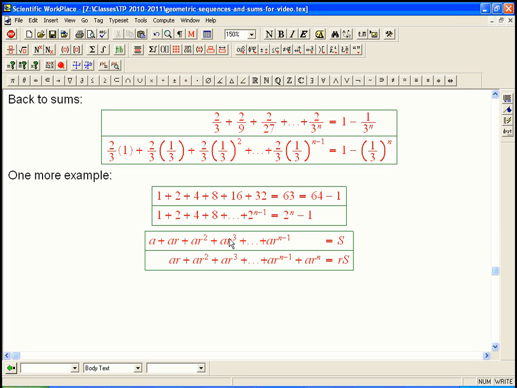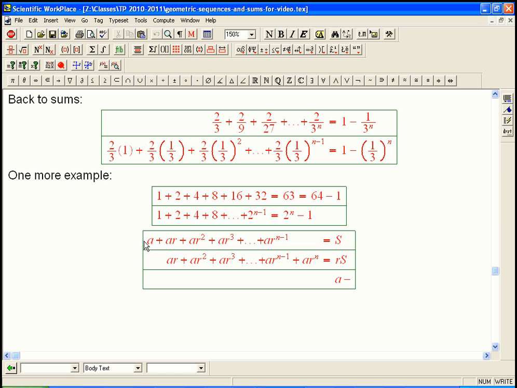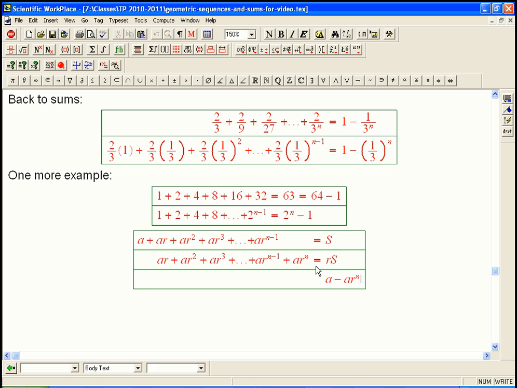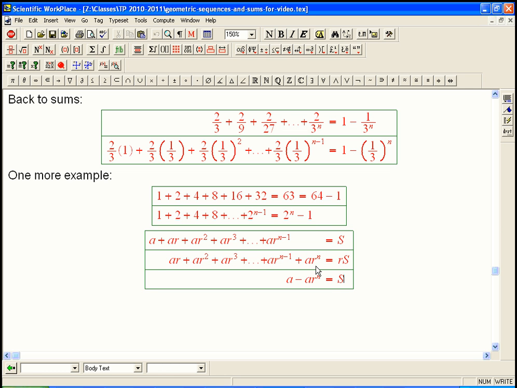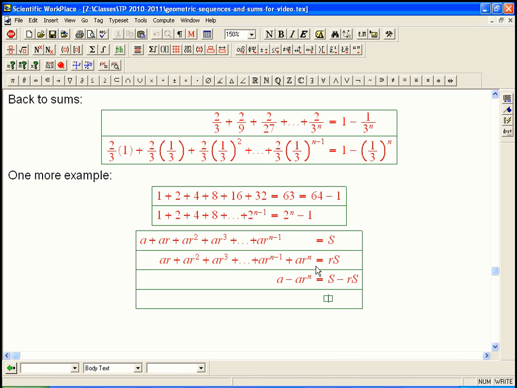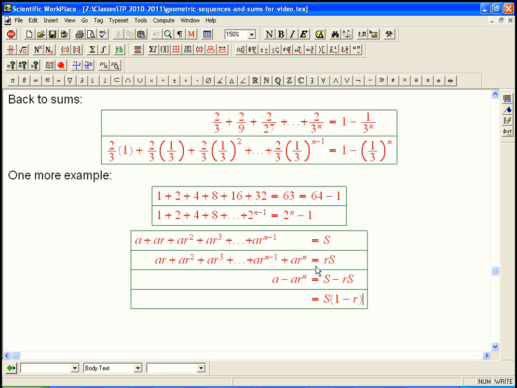Now we want to look at these and say, how would we play these off against each other? Well, they have a lot of things that are the same. And if you have two equations with a lot of things that are the same, subtracting them is a really good idea. So I'm going to subtract the bottom from the top, and I'll get a huge amount of cancellations. I get a left alone on the top, but everything in the middle cancels out except for the ar to the n. And I get s minus rs, but that is equal to s times the quantity 1 minus r.